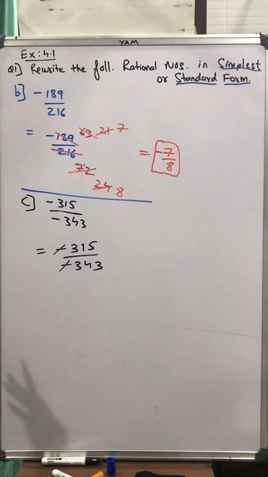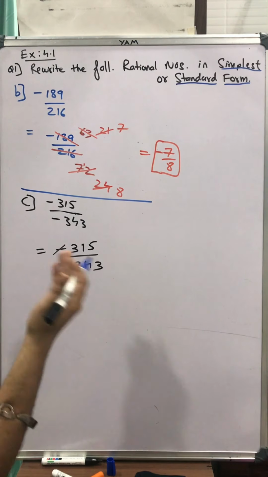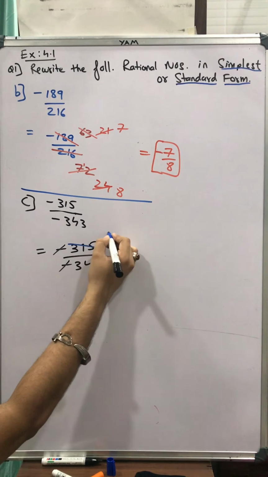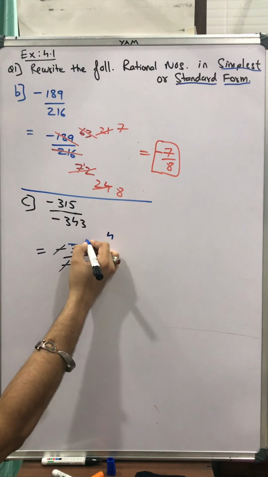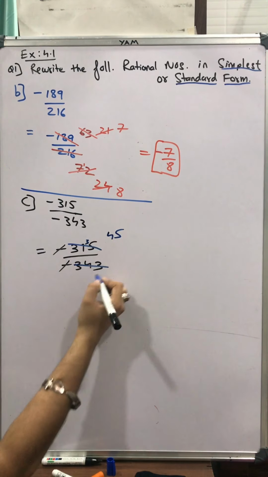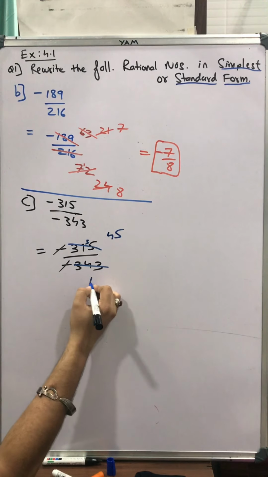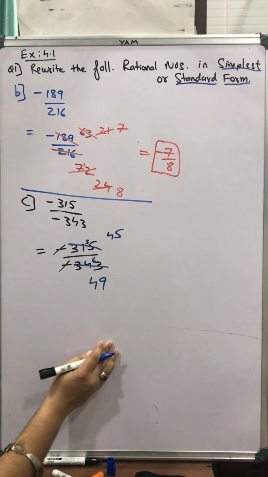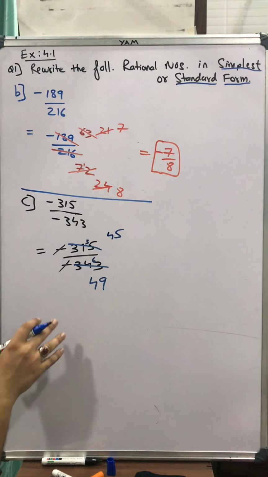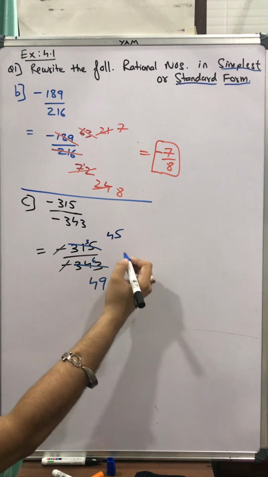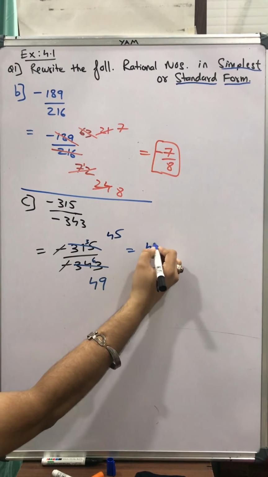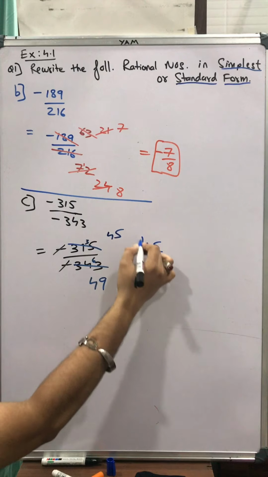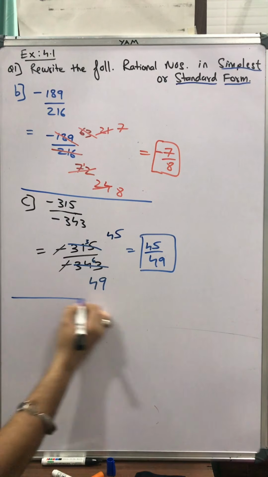So now by which times table? It cannot go by 2, it is not going by 3, and it will not go by 5. Let's try with 7. 7 fours are 28, carry over 3. 7 fives are 35, plus 3 is 38, carry over... 7 nines are 63. So it comes to be 45 upon 49. I don't think we can reduce it any further. So the answer is 45 upon 49, and of course the answer will be positive because minus minus gets cancelled out.